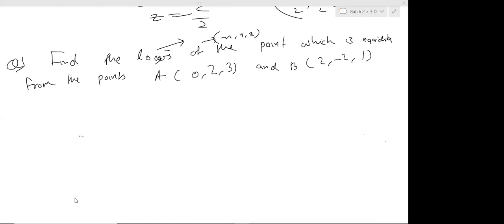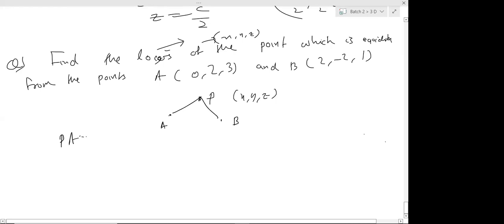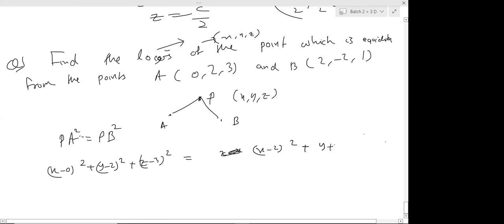Let's assume the point P is (x, y, z), and this point is equidistant from A and B. So PA equals PB, or PA squared equals PB squared, so that the square root is cancelled. So (x minus 0) whole square plus (y minus 2) whole square plus (z minus 3) whole square is equal to (x minus 2) whole square plus (y plus 2) whole square plus (z minus 1) whole square.